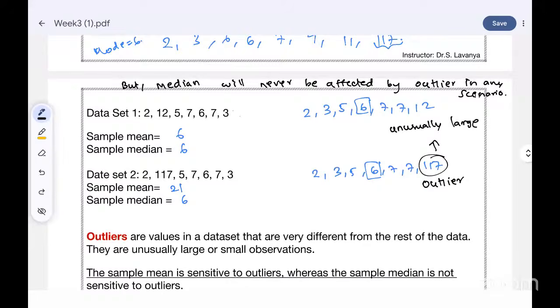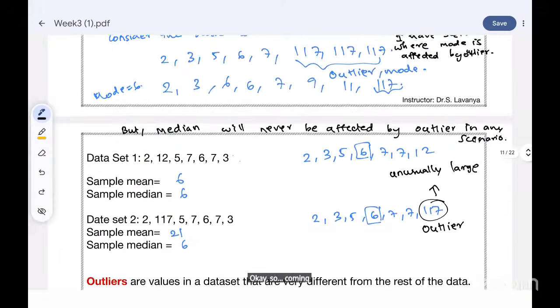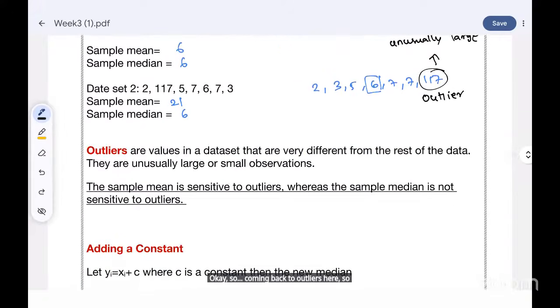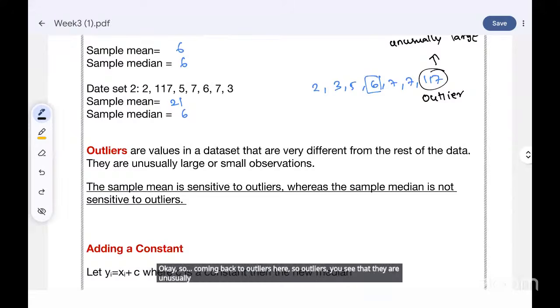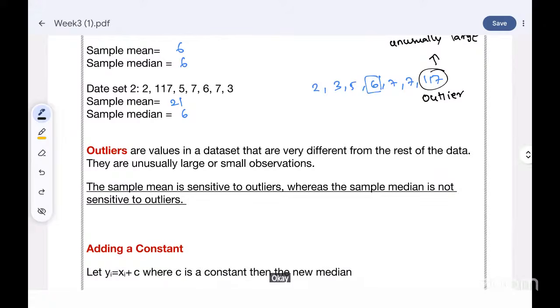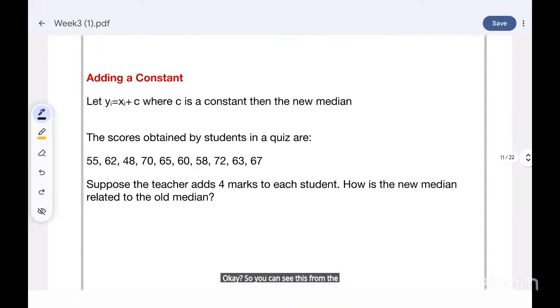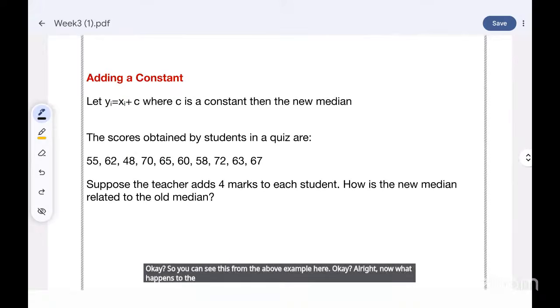Okay, so coming back to outliers here. Outliers are unusually large or small values. The sample mean is sensitive to outliers, whereas the sample median is not sensitive to outliers. You can see this from the above example. Now, what happens to the median when you're adding a constant?